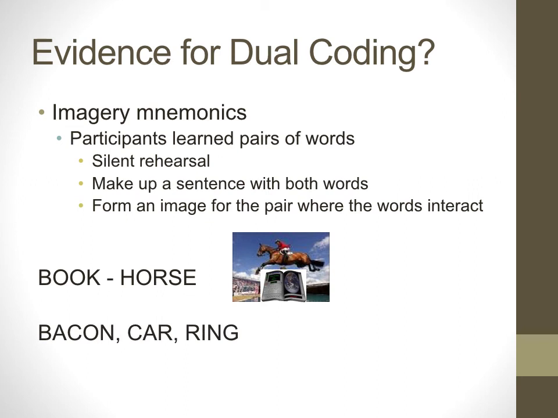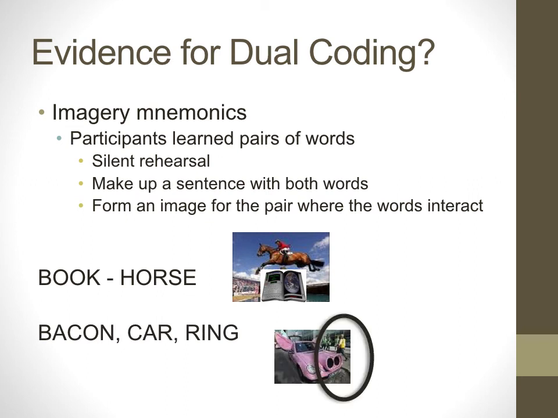And there's another word pair: bacon, car, and ring. What this study showed was that those people who were asked to form an image for the pair where the words interacted were much more likely to remember the words than those who were asked to rehearse or make up a sentence. The rehearsal group was the worst. They were the least able to remember the word pairs. In second were those who were asked to make up a sentence. They were better than those who were just asked to rehearse the words.